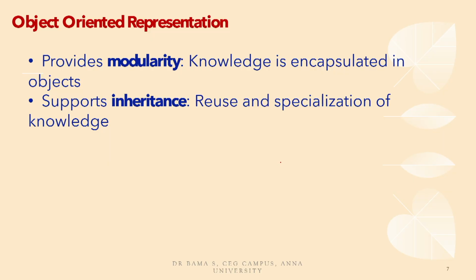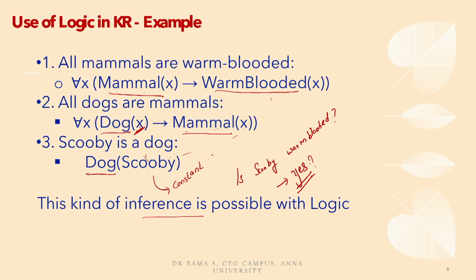The second advantage is that it supports inheritance. In the previous example, if it's warm-blooded, like Scooby, whatever the mammal characteristics are can be inherited by the dog itself, because it is a part of mammal. That type of inheritance is supported within this object oriented representation. If it is not there, it would be very difficult, because we would be rewriting several things again and again.